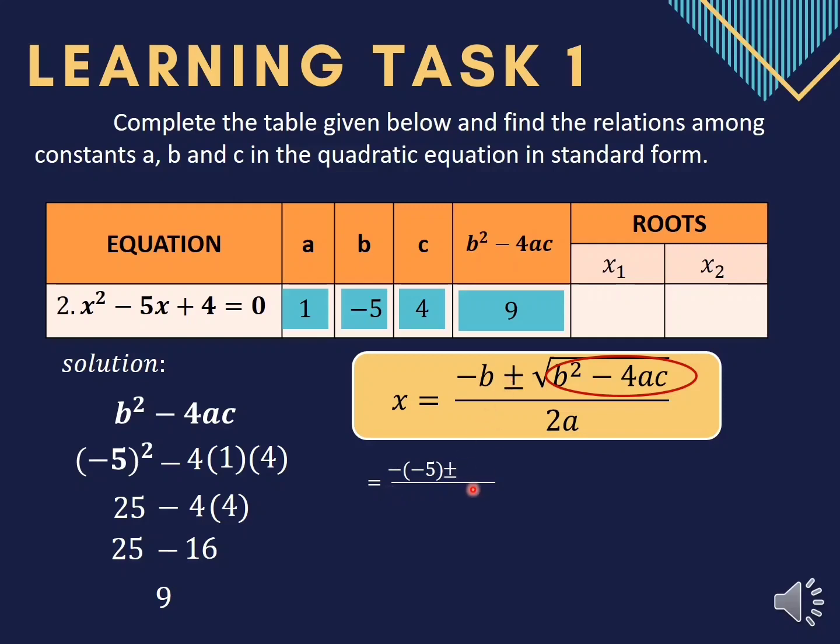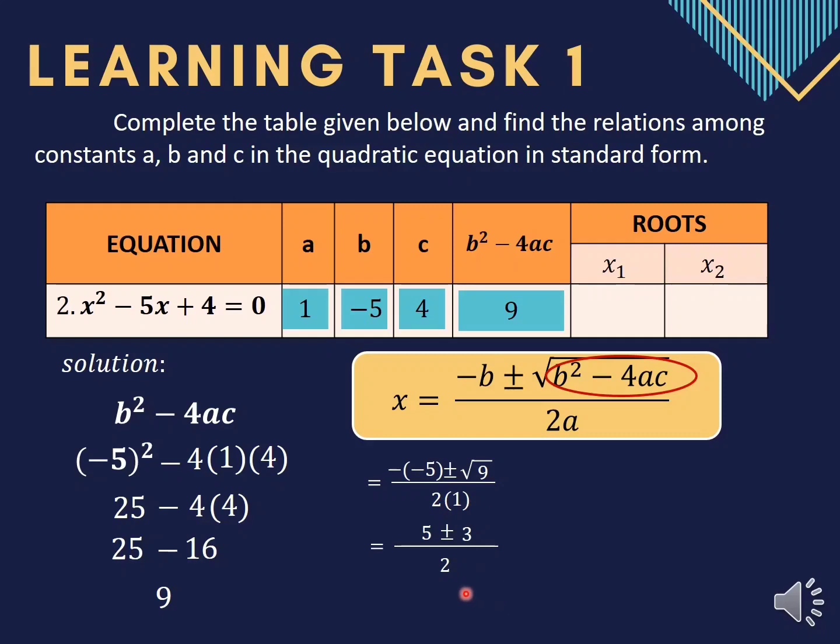And then positive, negative. What is the square root of b squared minus 4ac? Since we already know its value, which is 9, we just copy it here. So we have the square root of 9, all over 2 times a, which is 1. Okay? Now let us simplify. What is negative times negative 5? Okay, correct. That is positive 5. Positive, negative. How about the square root of 9? Okay, we have 3. And then 2 times 1 is equal to 2.